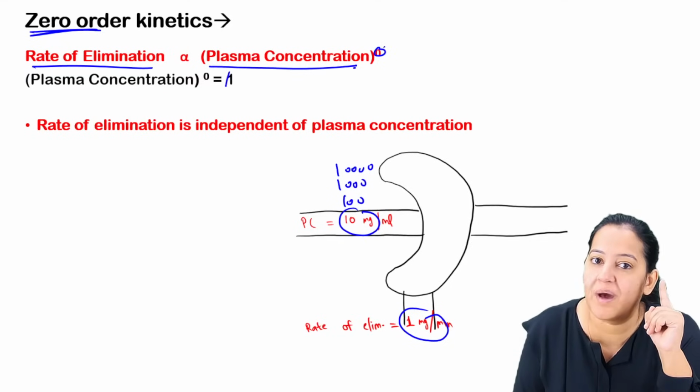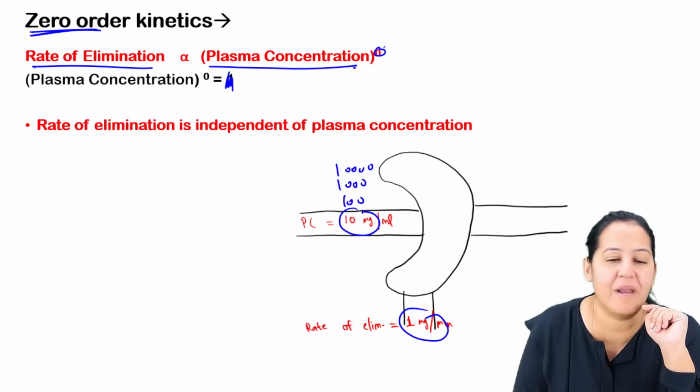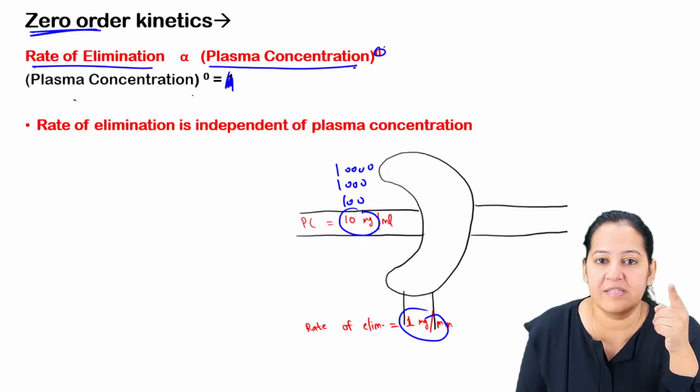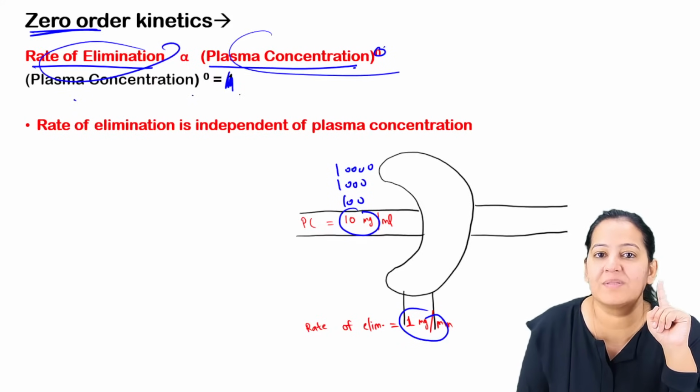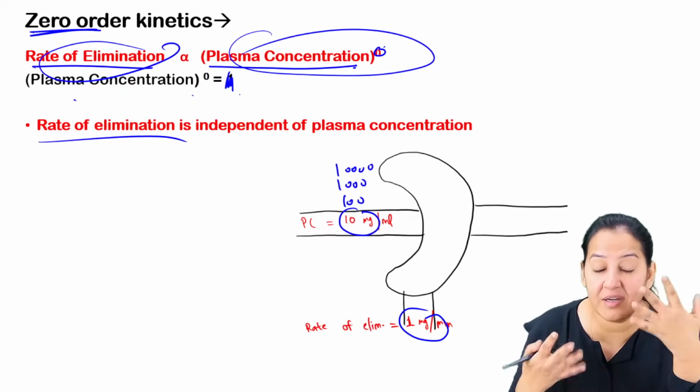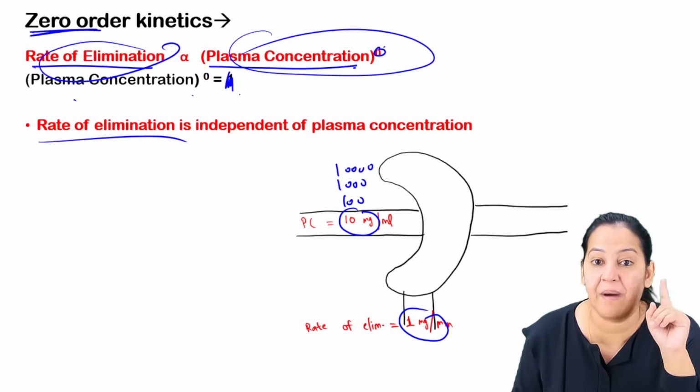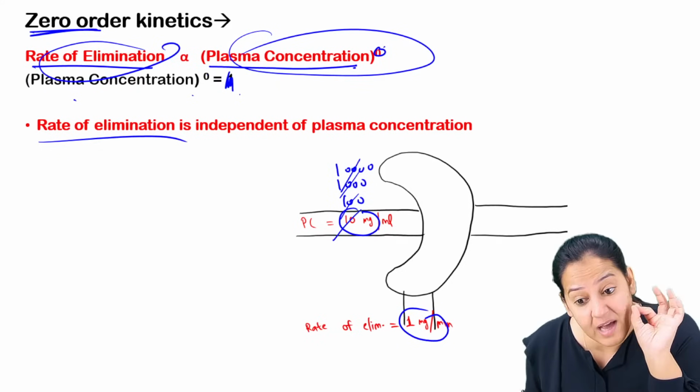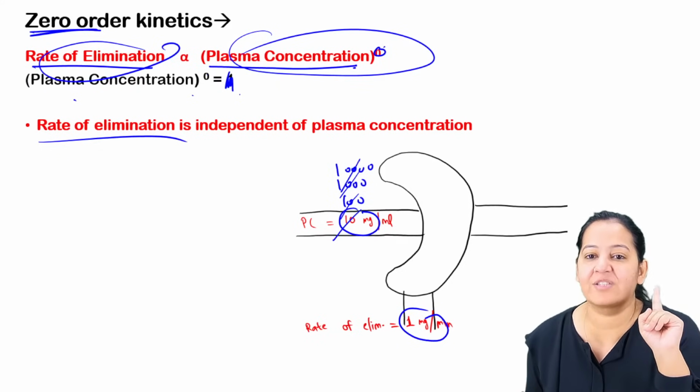Anything to the power 0 is 1. I mean plasma concentration to the power 0 is 1. I mean rate of elimination is constant. Rate of elimination doesn't depend on plasma concentration. Bhai, plasma concentration 10 hai, 100 hai, 1000 hai, 10,000 hai. Kidney is ideal. I use the word ideal. It will excrete 1.